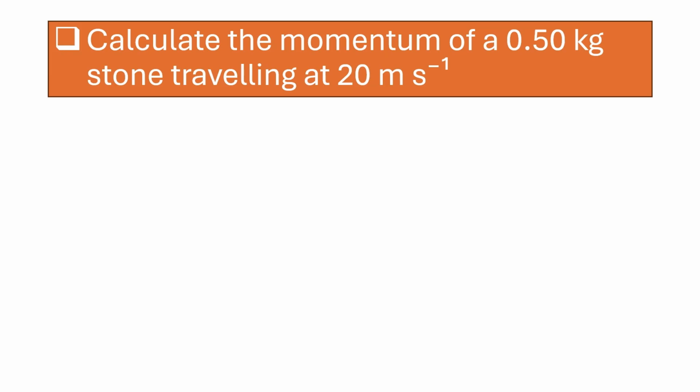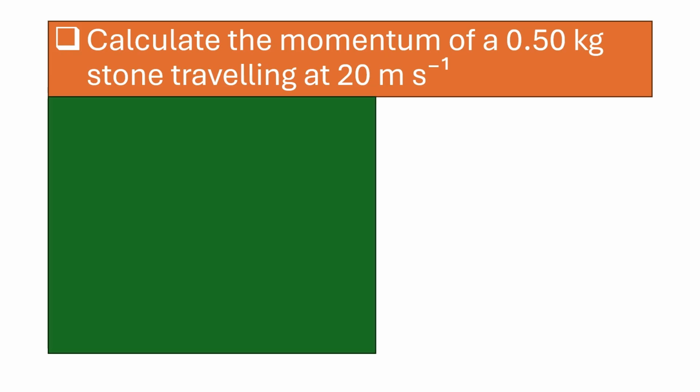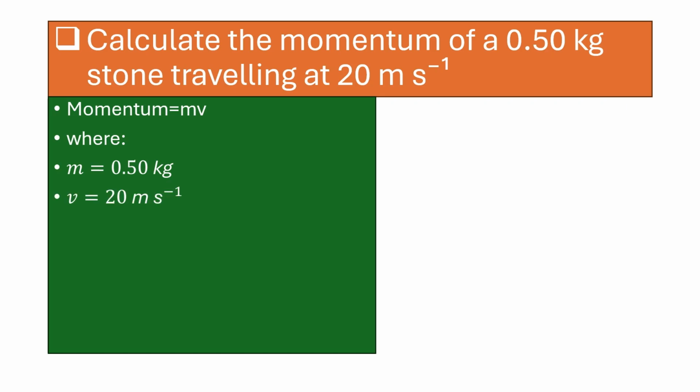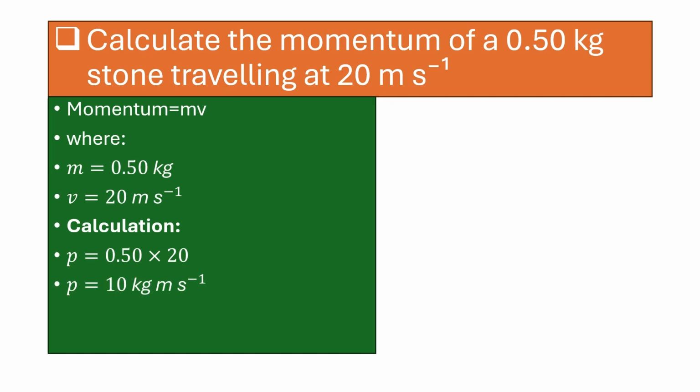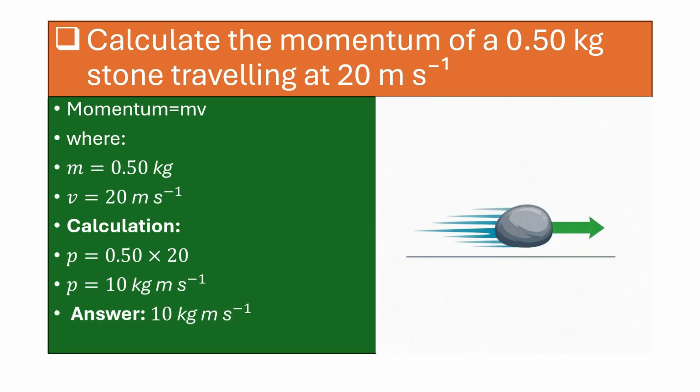Let's see how to calculate the momentum. Here you see the question: a mass of 0.50 kg, stone traveling at 20 meter per second. So what is the momentum? Mass into velocity. Mass is 0.50 kg, velocity is 20 meter per second. So what is the calculation here? p is equal to m into v. When you calculate, you get 10 kg meter per second.